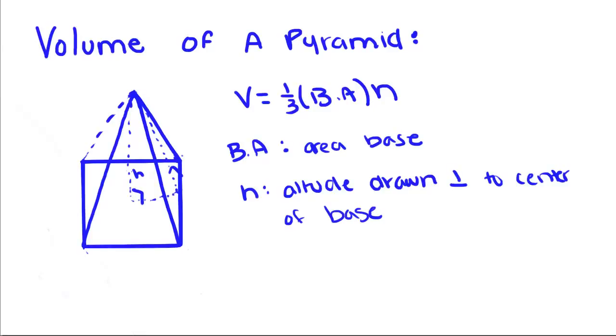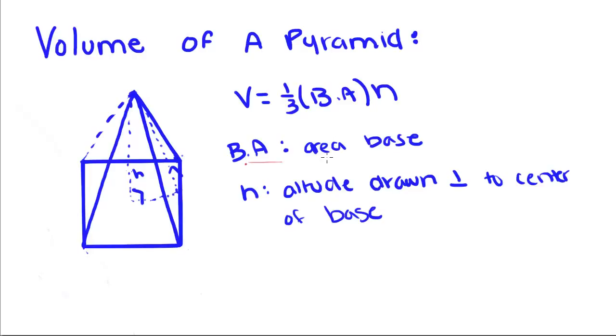So now that we've learned the surface area of a pyramid, we're going to learn how to find the volume of a pyramid. So the formula for volume of a pyramid is V equals 1/3 base area times height. Okay, now there's a couple things we need to talk about first.